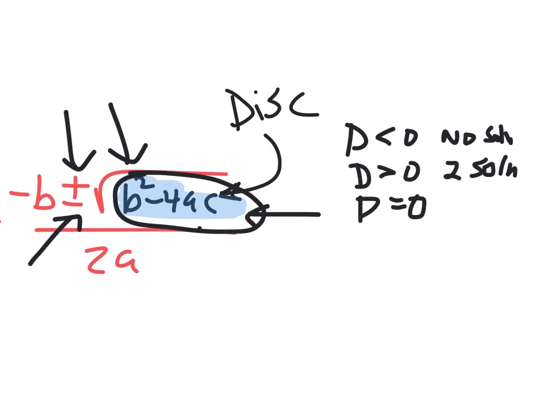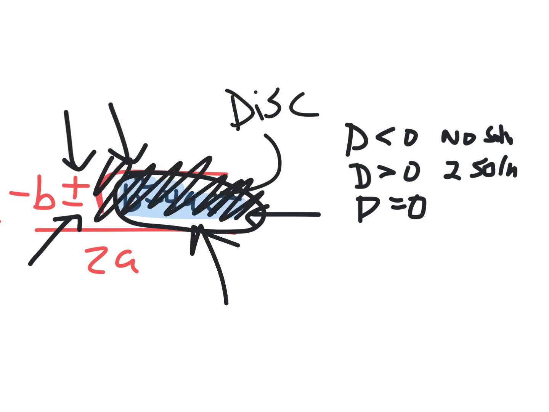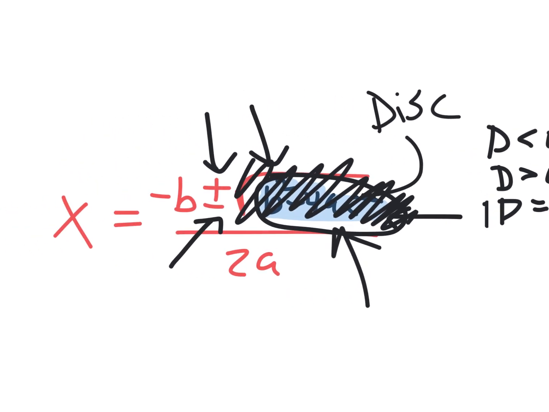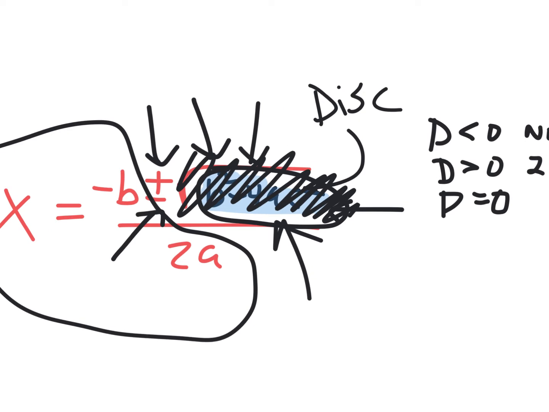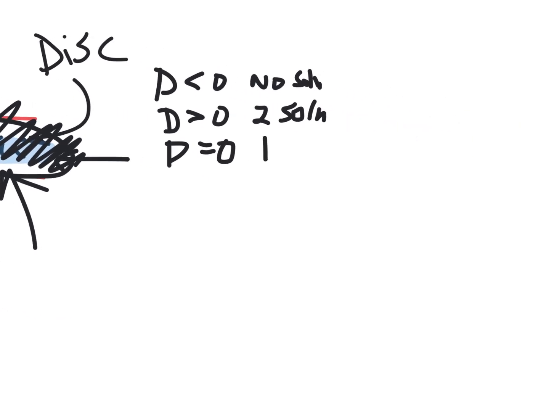If this is really 0 in here, do you get that it's just gone? Then do you still have a solution? Yeah. And it's this red part. And what's the red part again? We just said it seconds ago. What's that part? That's the vertex. So if you have a 0 here, this will disappear, and you will have one solution, and it's the vertex. One solution, vertex.